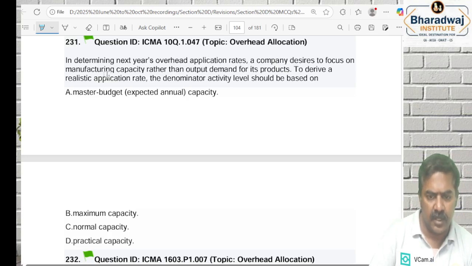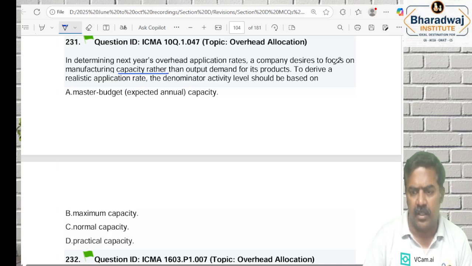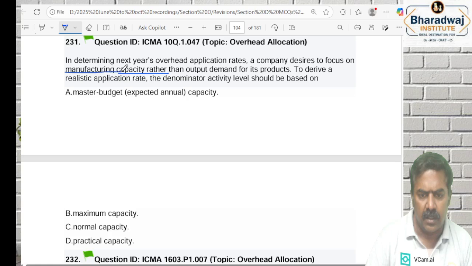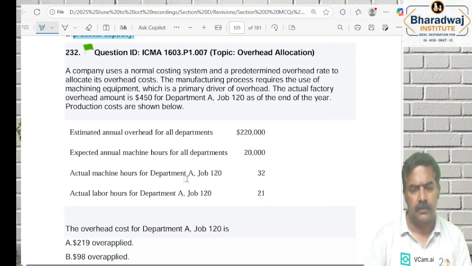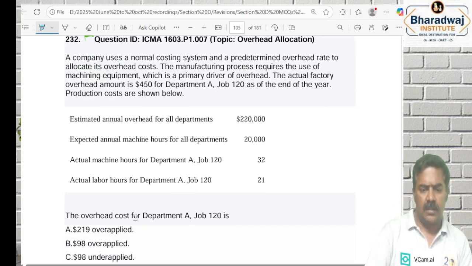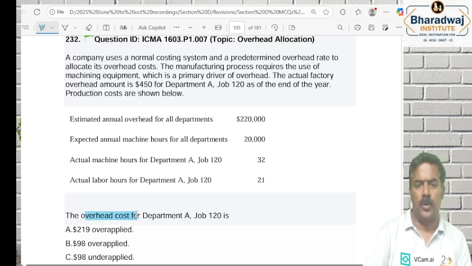Decides to focus on manufacturing capacity rather than output demand. To derive a realistic application rate, the denominator level of activity should be normal capacity? No. They want a realistic focus, practical. A realistic application rate should be based on practical capacity. What is practically possible in the world? They ask you to find out overhead cost, only overhead cost.